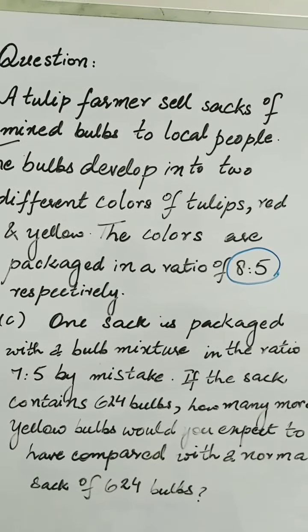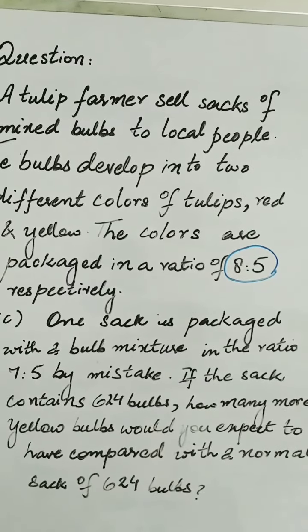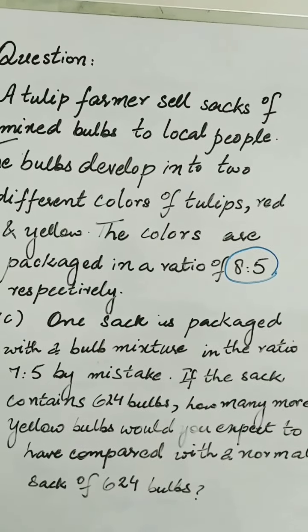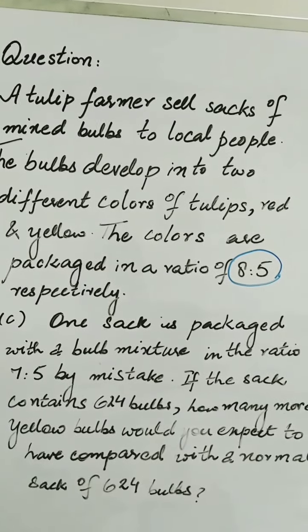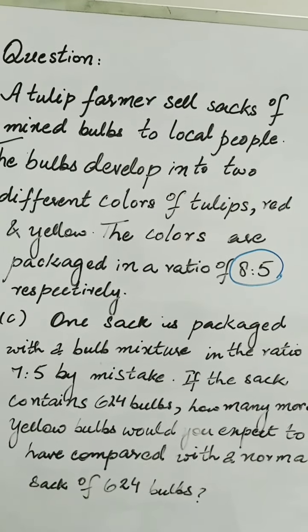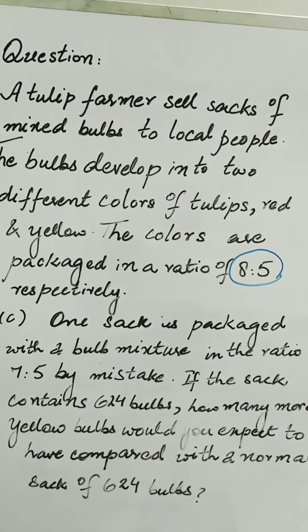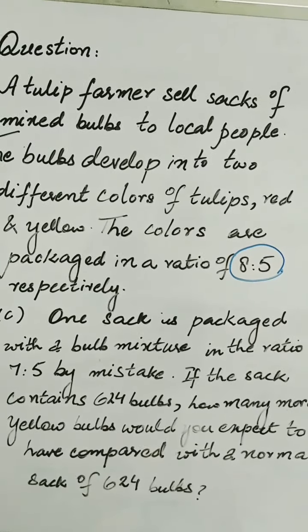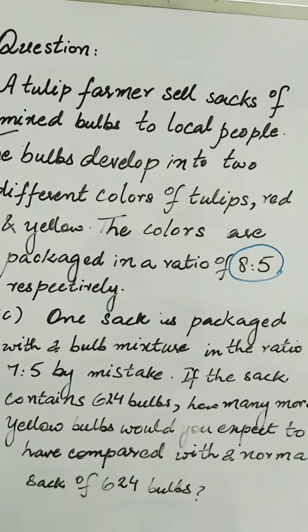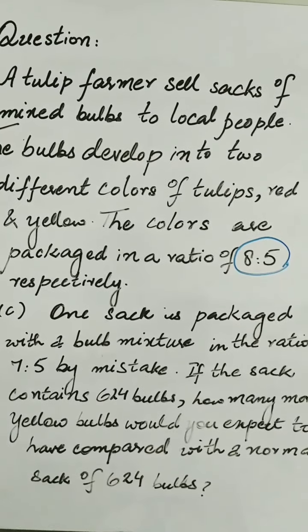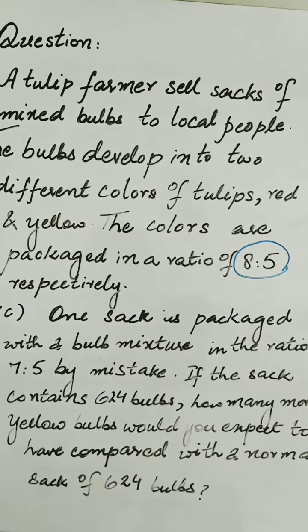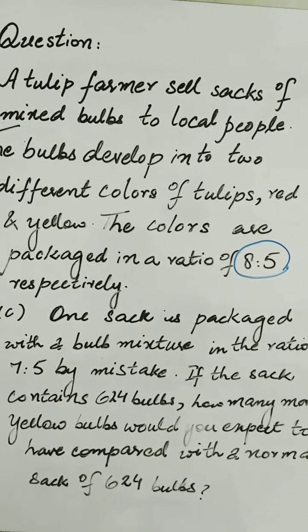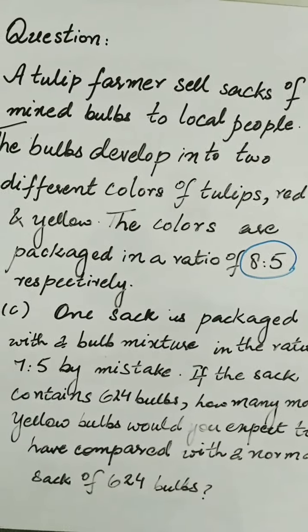As we know that the normal ratio was 8:5, which means that for every 8 red bulbs, there are 5 yellow bulbs. Now the sack has 7:5, which means that for every 7 red bulbs, we will have 5 yellow bulbs. So first of all, we will find out the number of yellow bulbs according to the normal ratio, and then with the ratio in which the sack is packaged by mistake, and then find out the difference. So we will come to know how many more yellow bulbs would be needed.